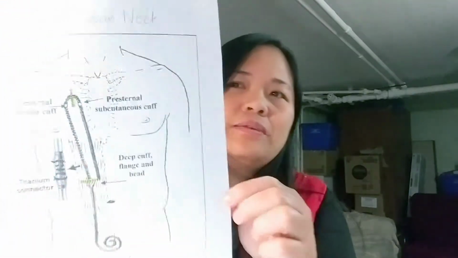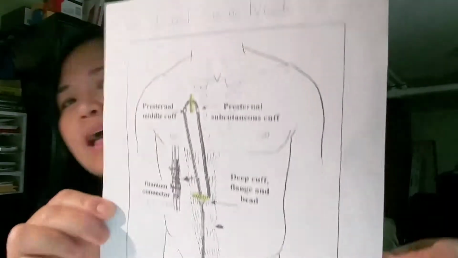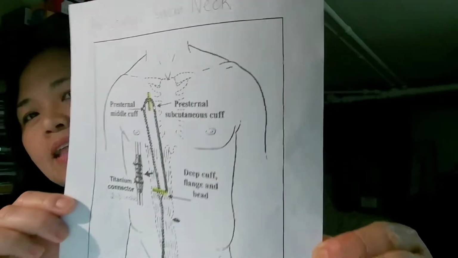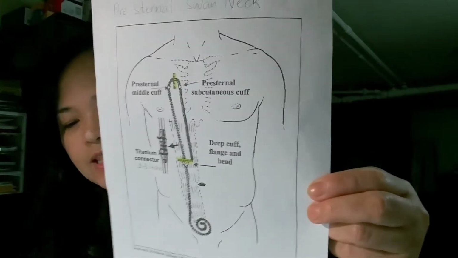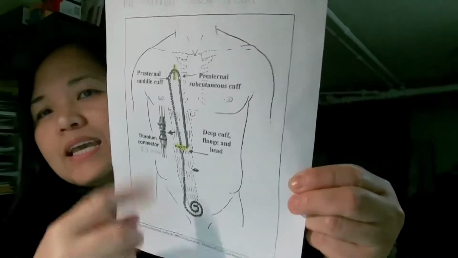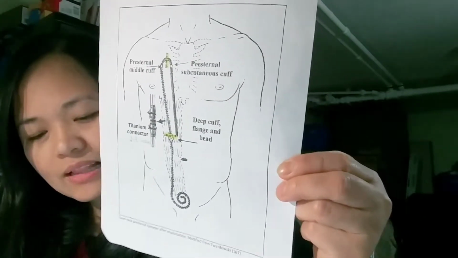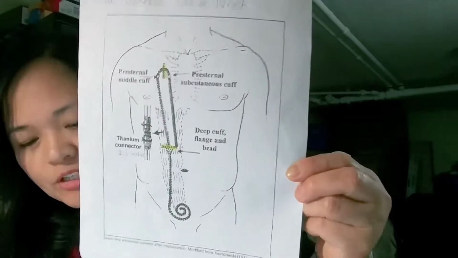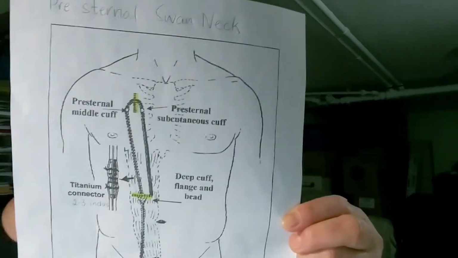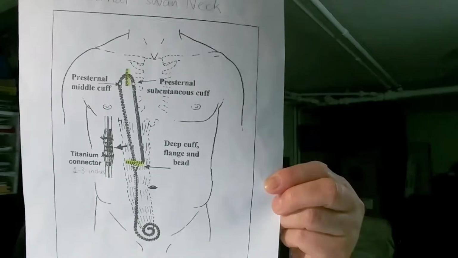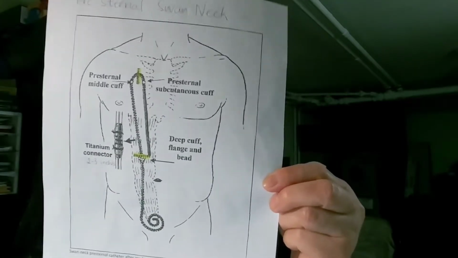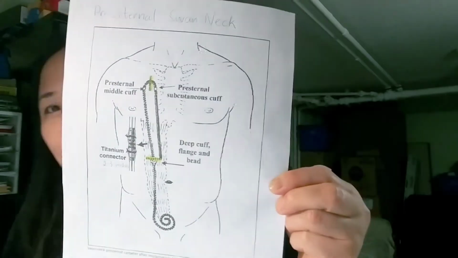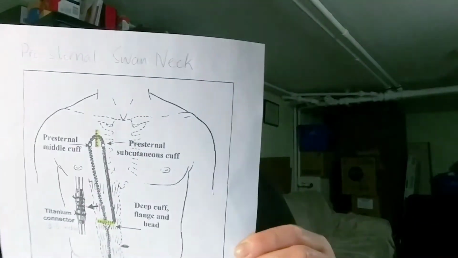I chose the pre-sternal swan neck catheter because it has a kink-resistant silicone material that provides comfort to the patient. Silicone is the most frequently used due to its biocompatibility, lack of trauma to surrounding tissue, and minimal leaching of plasticizers.